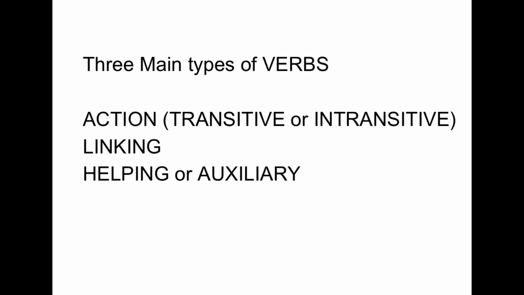But first, let's talk about verbs. There are three main types of verbs. Action, which can be transitive or intransitive, meaning it requires an object or no object. Verbs can also be linking, and they can be helping. And another word for a helping verb is an auxiliary verb. Those two words are synonymous.